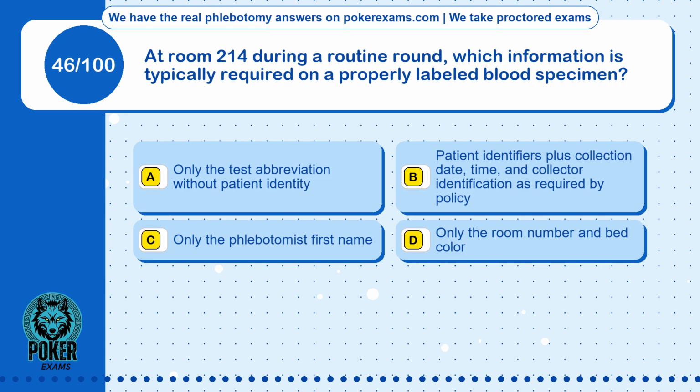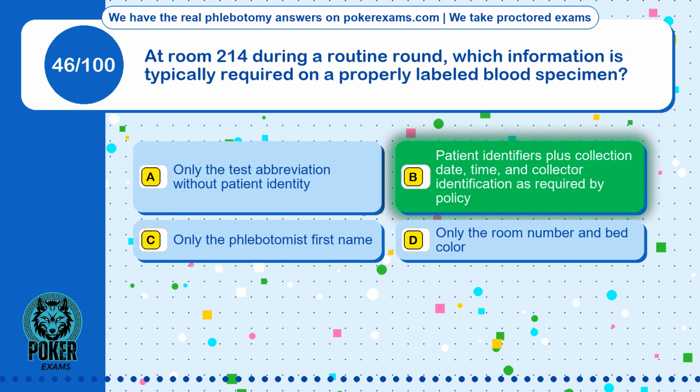Question 46. At room 214 during a routine round, which information is typically required on a properly labeled blood specimen? Option A. Only the test abbreviation without patient identity. Option B. Patient identifiers plus collection date, time, and collector identification as required by policy. Option C. Only the phlebotomist first name. Option D. Only the room number and bed color.